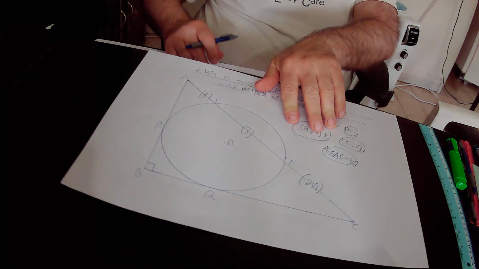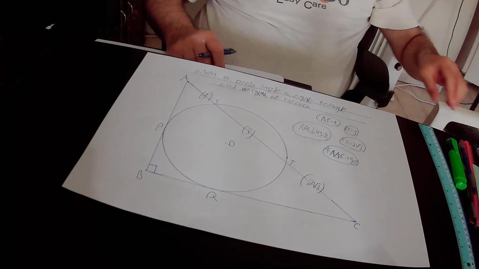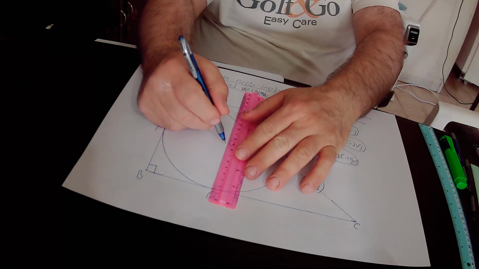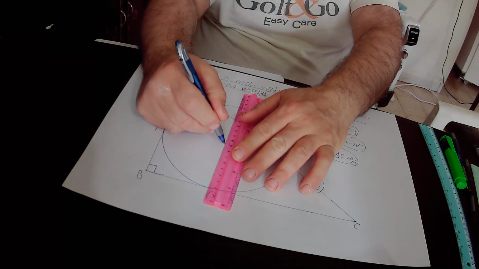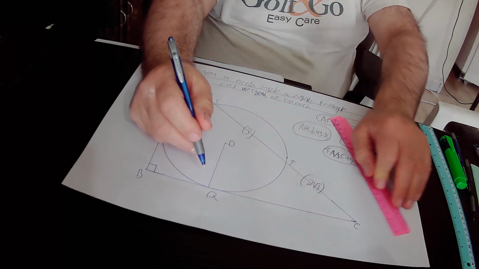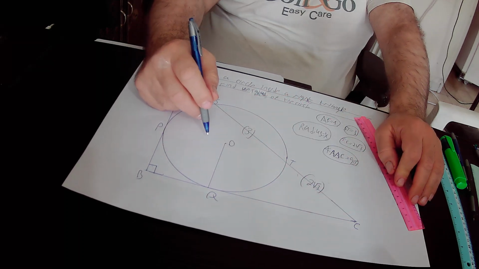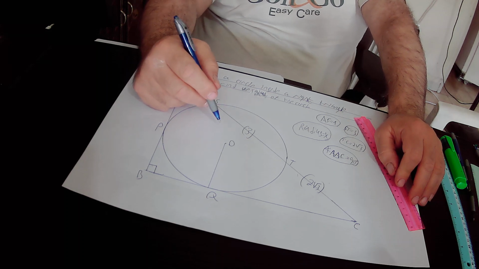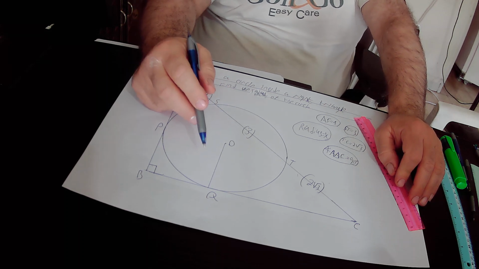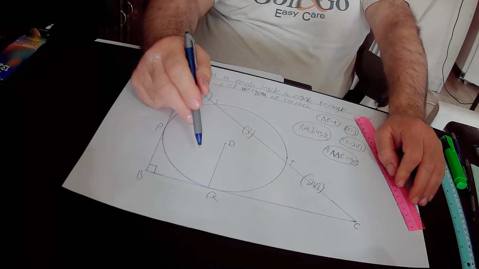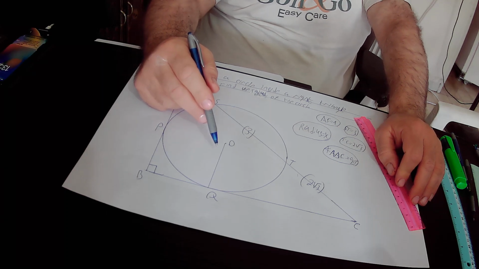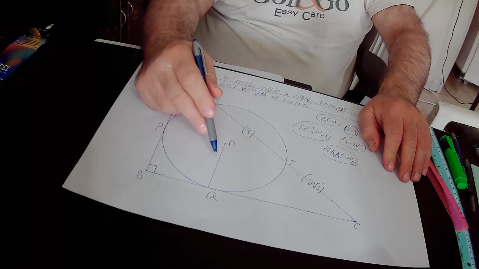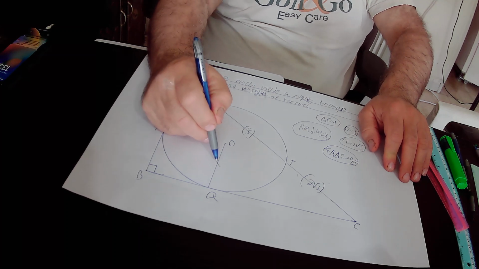In the next step, we will join points O and Q together by a straight line. So what is the definition of line segment OQ? Line segment OQ starts from point O, the center of the circle, and ends at point Q, a point on the circle itself. So this is exactly the definition of a radius. Therefore OQ is the radius of this circle, equal to x according to our definition.